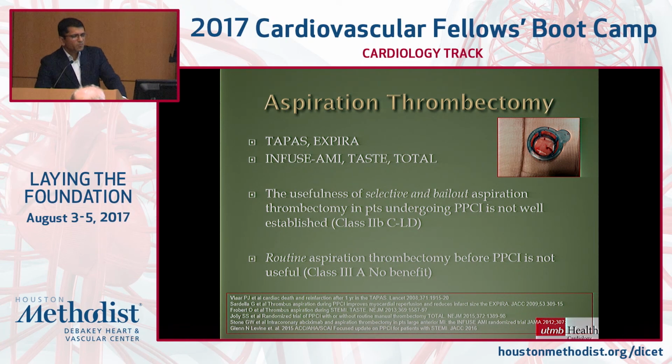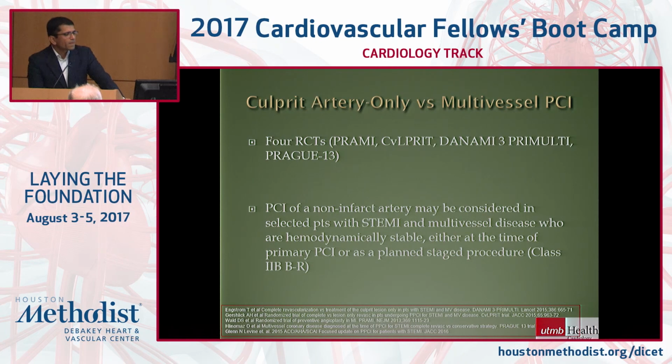Aspiration thrombectomy: the most recent recommendation is that there's no benefit. This is a class 3 recommendation for routine aspiration thrombectomy, but it could be considered as a selective and bailout strategy, class 2B recommendation, based on the three most recent trials, FUSE, MI, TASTE, and TOTAL. Culprit-only versus multivessel PCI: there are a lot of recent studies published. The most recent 2015 guideline update suggested that multivessel PCI could be considered in patients who are hemodynamically stable at the time of the primary PCI or as a planned strategy.